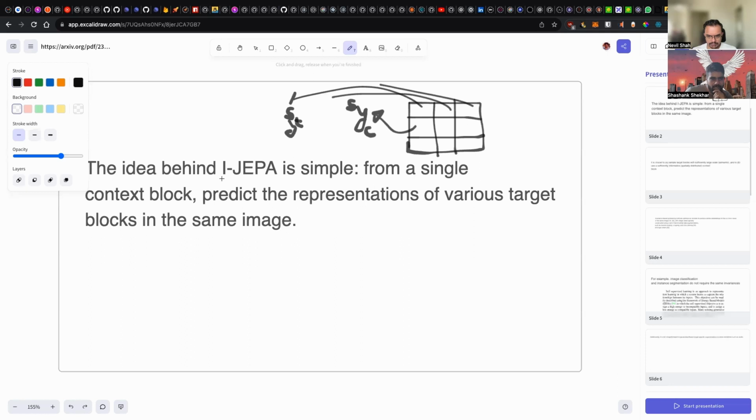So the idea behind the I-JEPA paper is that you can take a single context block and predict the intermediate representations of multiple target blocks. This is a novelty that they bring in their training routine. Only with the intermediate representation of this patch in the image, they're trying to predict not every other patch, but multiple patches.